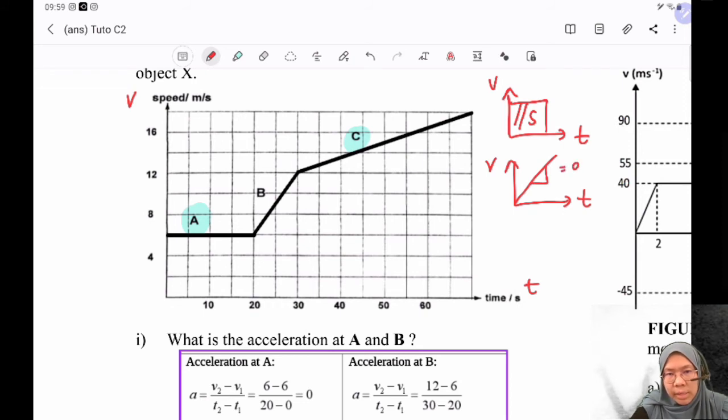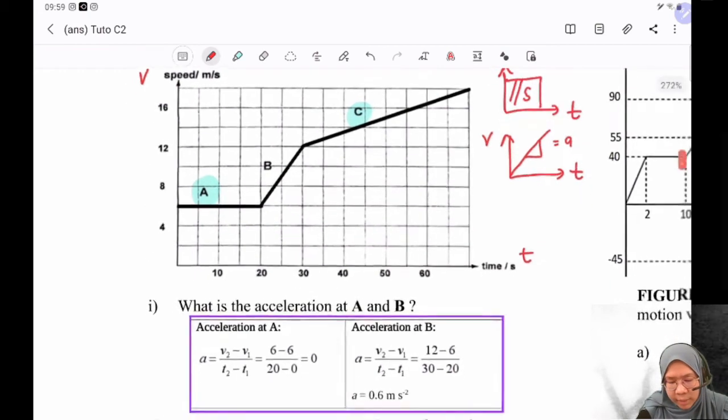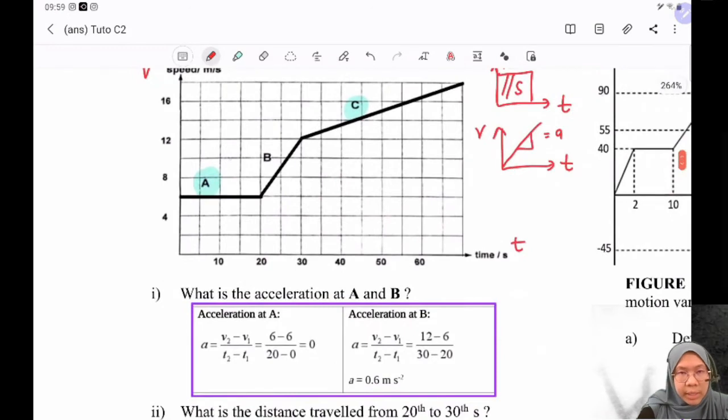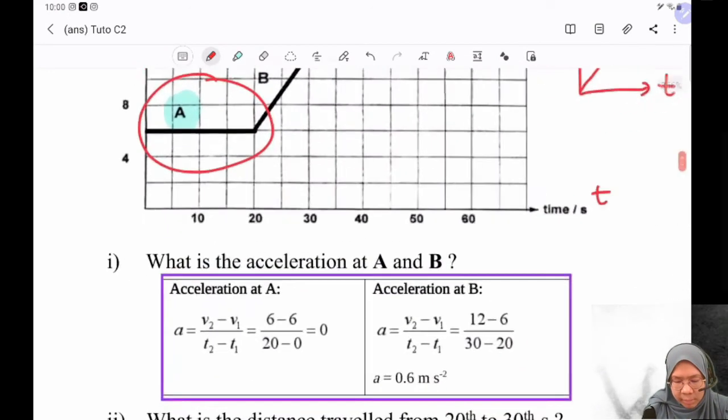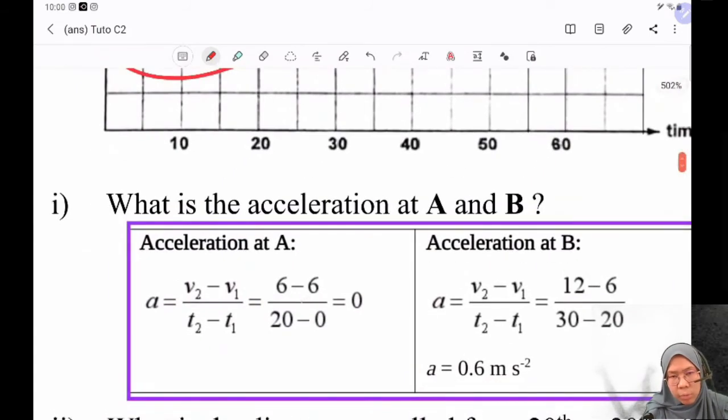So now the question is asking for the acceleration. Jadi kita kena kira dia punya gradient, in which if we look at gradient for A ni, dia adalah mendatar. So nilai V dia akan samalah. Jadi dia akan 6 tolak 6 kosong. Bahagilah dengan berapa pun masa dia, the answer will get 0.